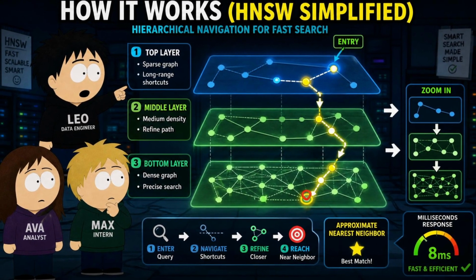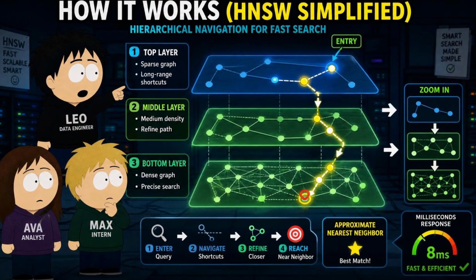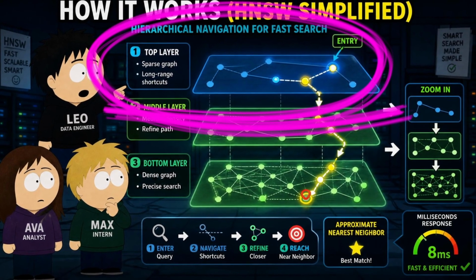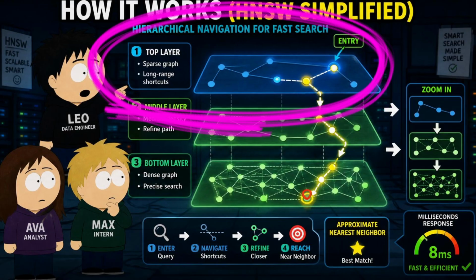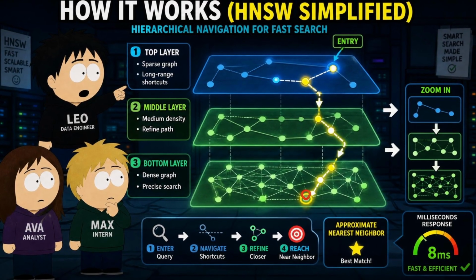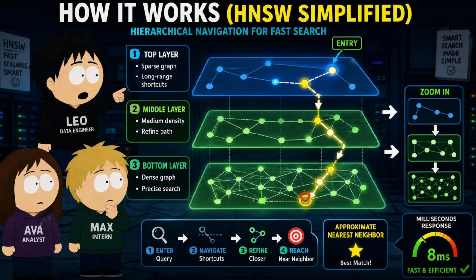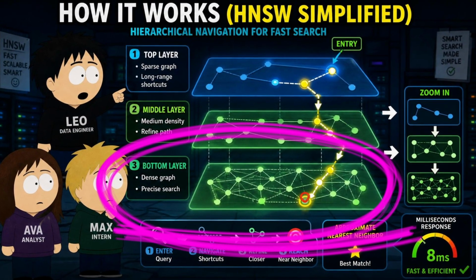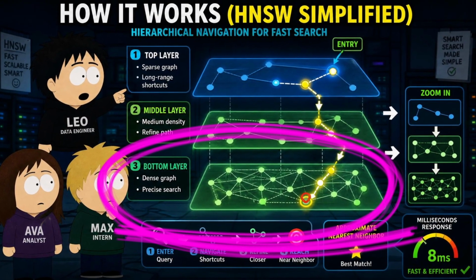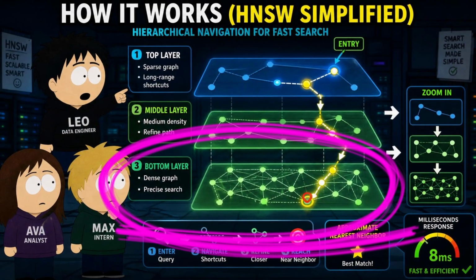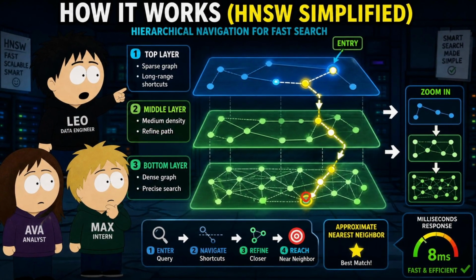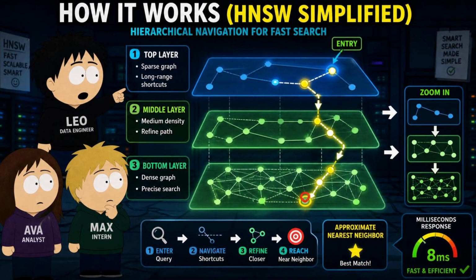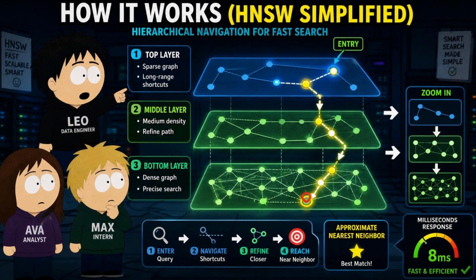You can think of it like a map with layers. In the top layer, you only have a few reference points that are far apart. Below that, there are more points. At the bottom, you have all your vectors grouped so that similar ones stay close together. The structure is built once when you upload your data. After that it stays ready for fast search.